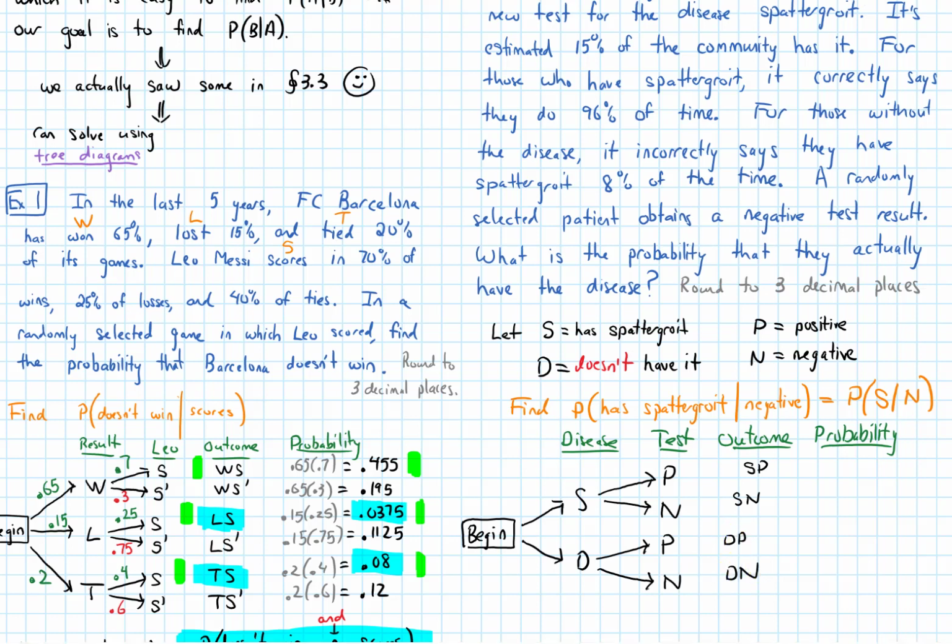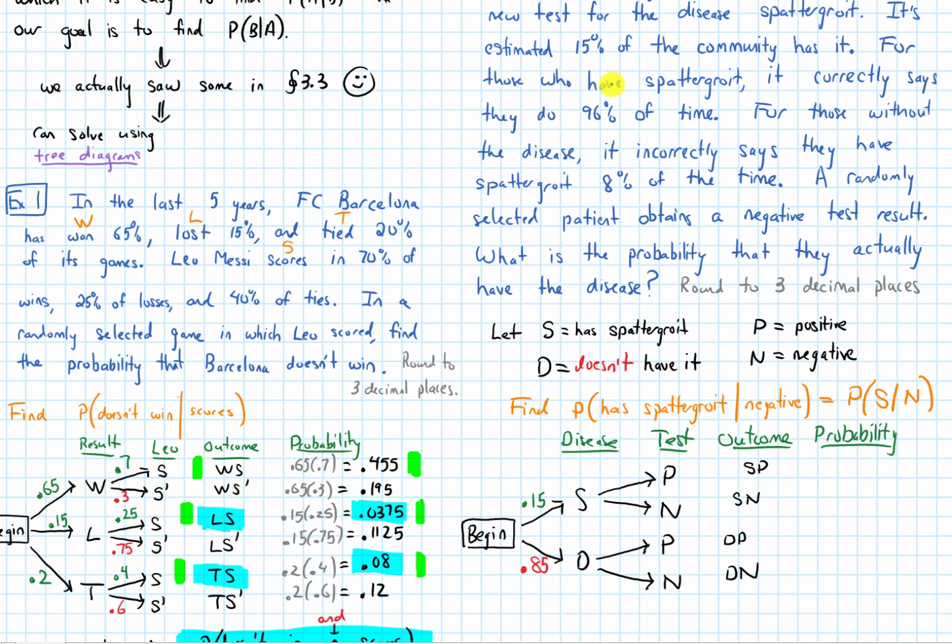So let's write down some probabilities. In the question, it says that 15% of the community has the disease. So we're going to write a 0.15 going to S. And that means that going to D is 0.85, because those two numbers have to add up to 1. Let's see what it says next.